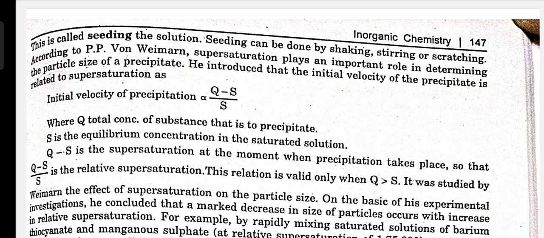According to P.P. von Weymarn, supersaturation plays an important role in determining the particle size of precipitate. He introduced that the initial velocity of precipitation is directly proportional to (Q minus S) upon S, where Q is the total concentration of substance to be precipitated, and S is the equilibrium concentration in the saturated solution. Q minus S is the supersaturation at the moment when precipitation takes place, so that (Q minus S) upon S is the relative supersaturation. This relation is valid only when Q is greater than S.